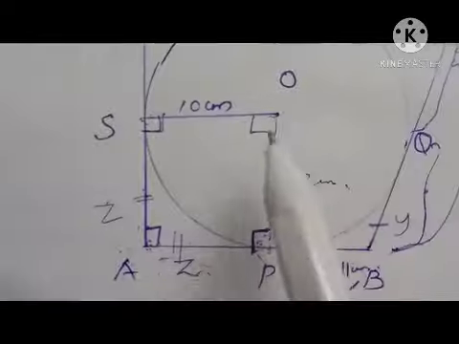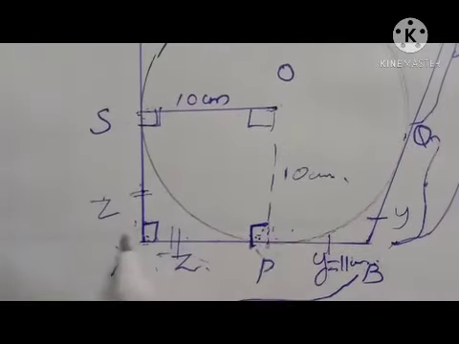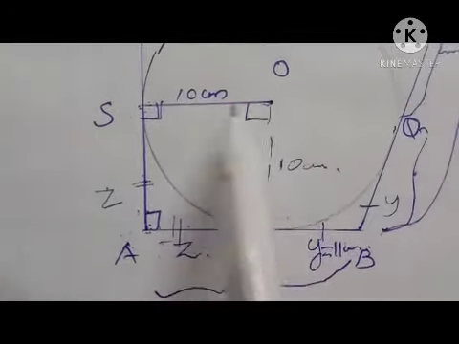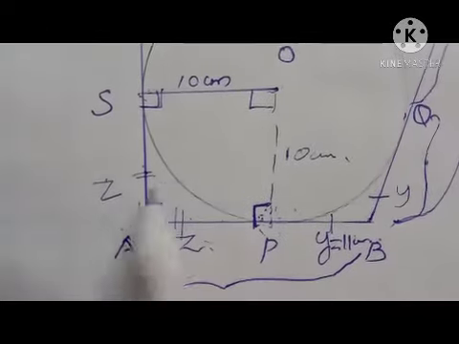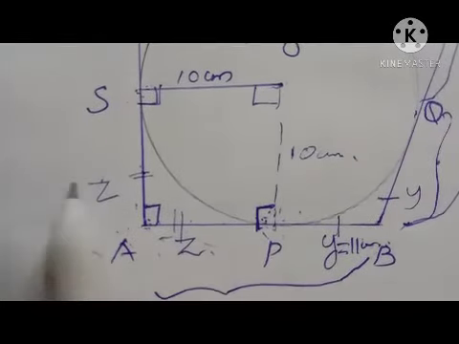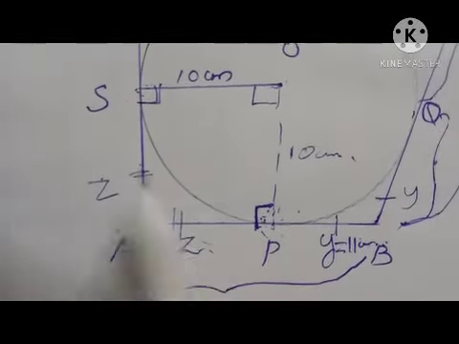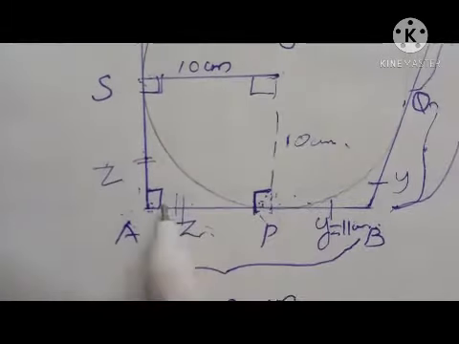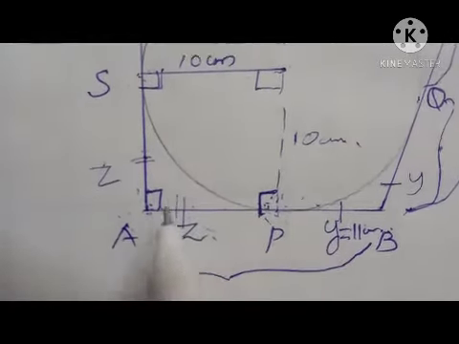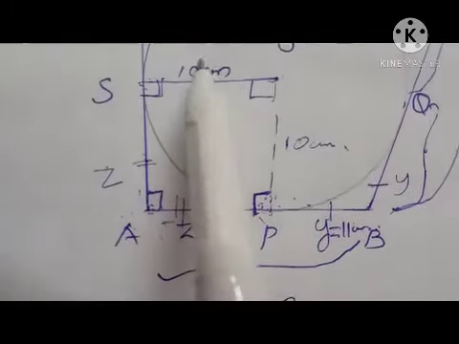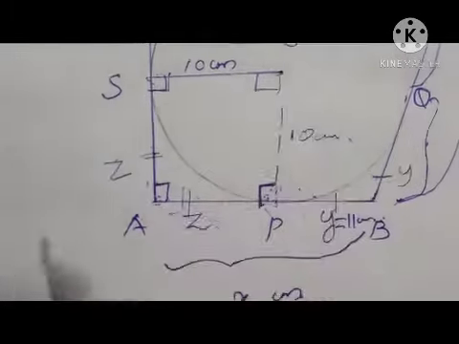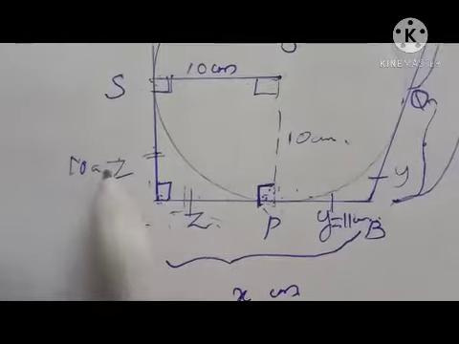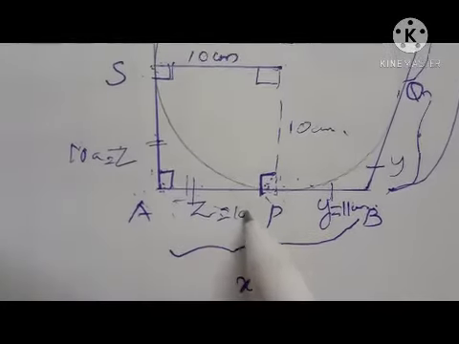For that, consider this quadrilateral APOS. Here all the angles are equal. Then these adjacent sides are equal. So the adjacent sides are equal and all angles are equal, which means it is a square. That means APOS is a square, right? So all the sides are equal. These two sides are given as 10. So Z is also 10 centimeters. So this is also 10.